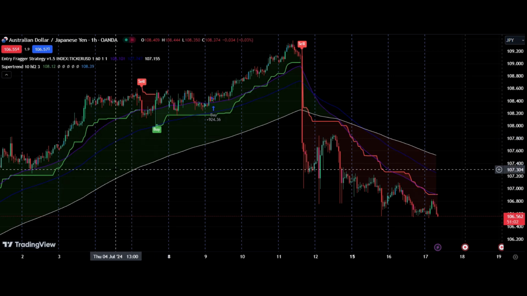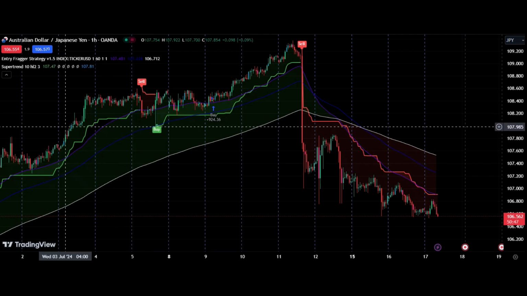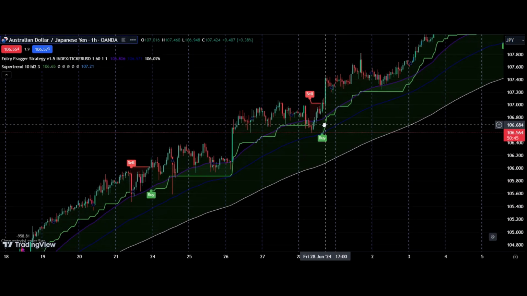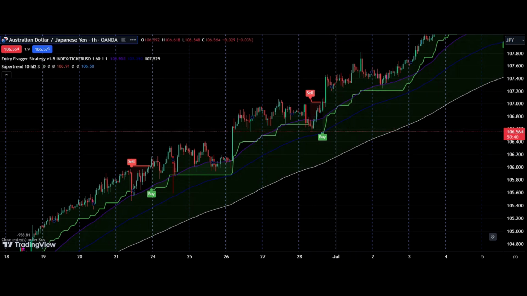One of the indicators is the Entry Trigger strategy, which I discussed a little bit last time, and this time around I'm combining it with a Supertrend. I believe a lot of you know much about Supertrend, but in case you don't, Supertrend is a very nice indicator which gives you a buy or sell signal. When you have a buy signal, it will indicate on the chart. So when you get a sell, it will also indicate on the chart.